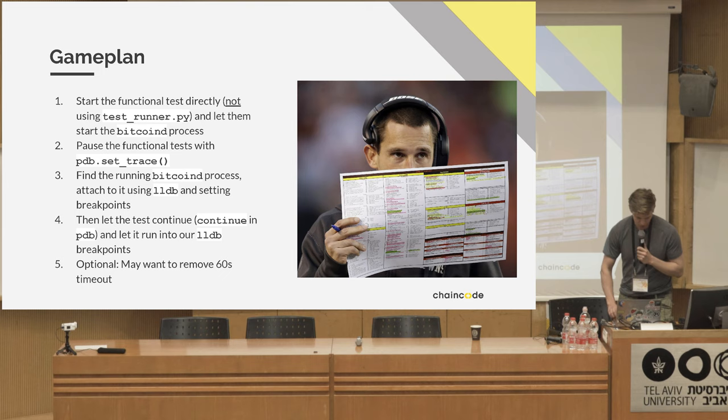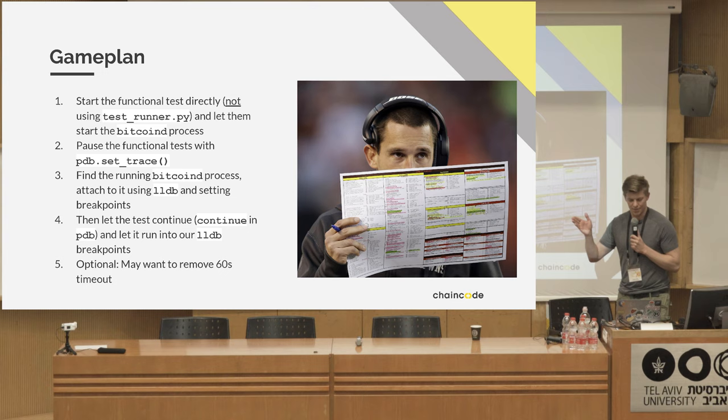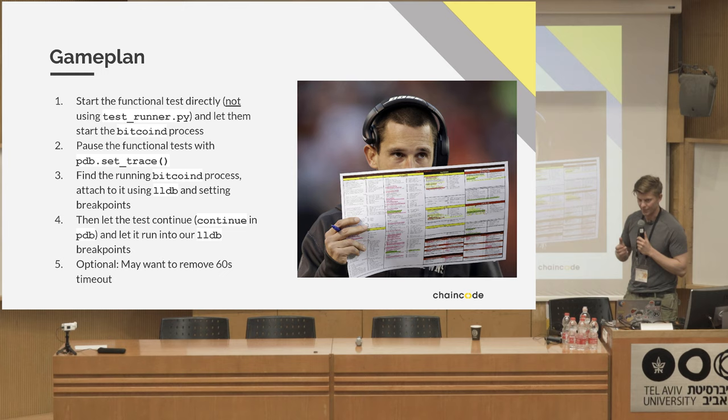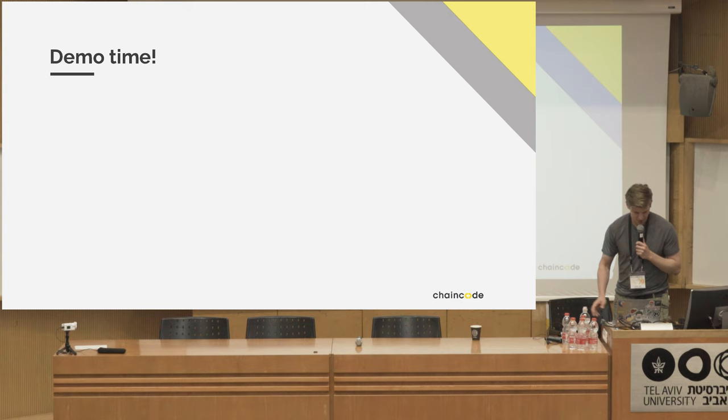So first of all, what you need to do is run the functional test, which is going to start up the bitcoind process for you. But then you have to stop this test, and for that, we're going to use PDB. And then we have to find the bitcoind process that we were running with the functional test, and attach to that process using LLDB. And then we have to let that process continue, and then it's going to run to that breakpoint. One thing that we're also going to need to change is the timeout, because functional tests have a timeout of 60 seconds, and that's not going to give you a lot of time to debug if you keep that in place. So that's something that I would like to show you here as a demo.